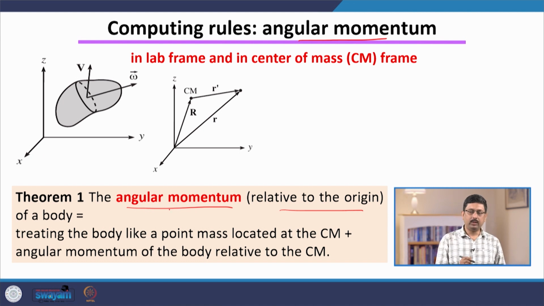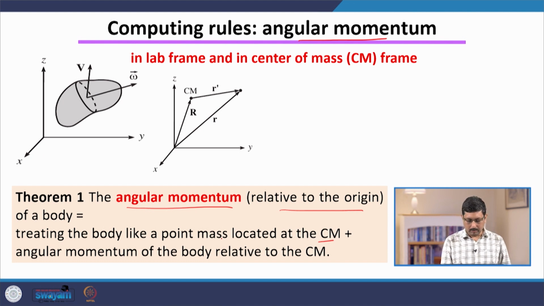So, we want to compute the angular momentum of the object in that frame. So, that has again two pieces. Look at the center of mass. Now we are specializing to the center of mass frame, because we shall see in many different cases, out of all the possible reference points, the center of mass is often the simplest choice of the reference point.